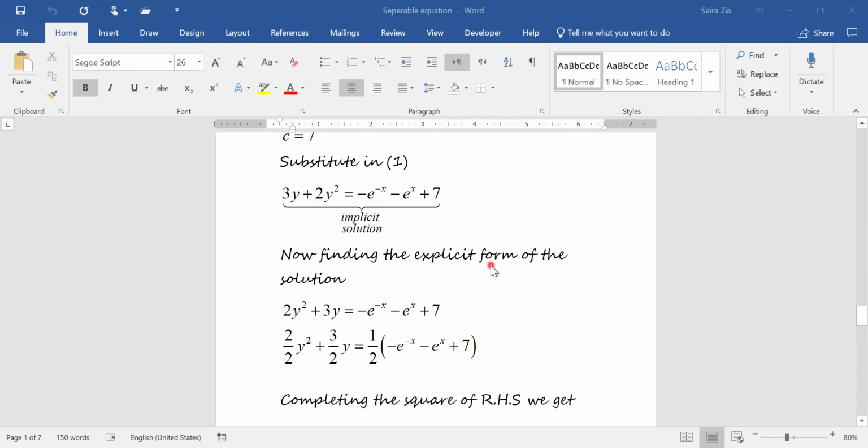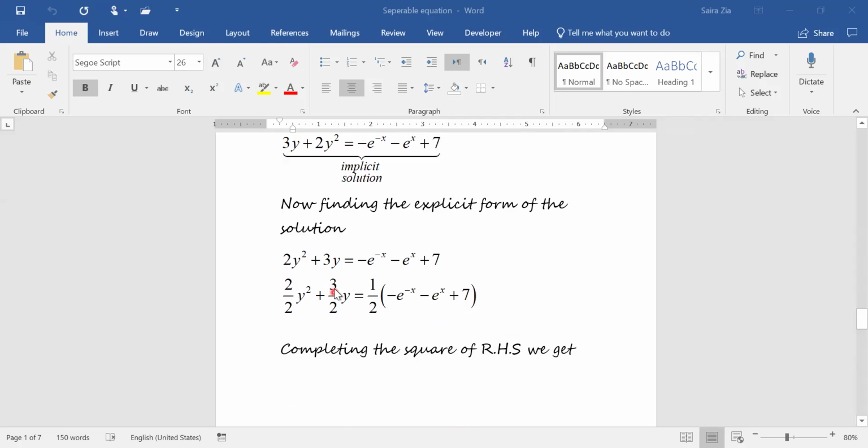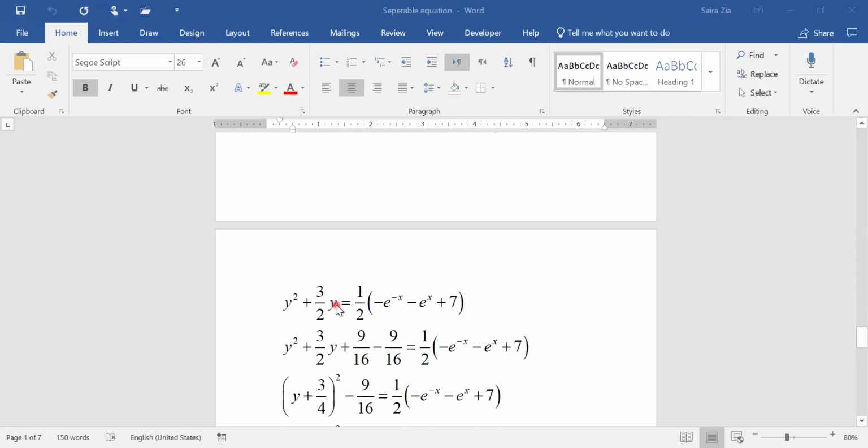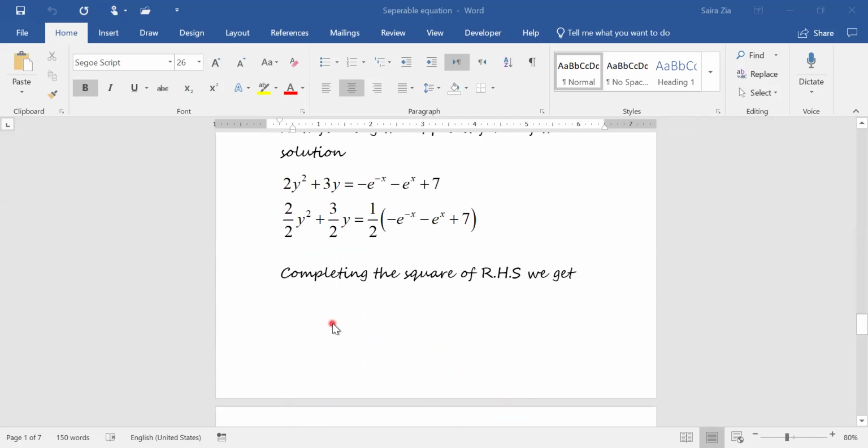Now we find the explicit form of the solution. We can use the complete square method: whatever the coefficient of y is, we divide it by 2, and then we take the square of that. So we divide the 3 by 2 and then take the square of that.